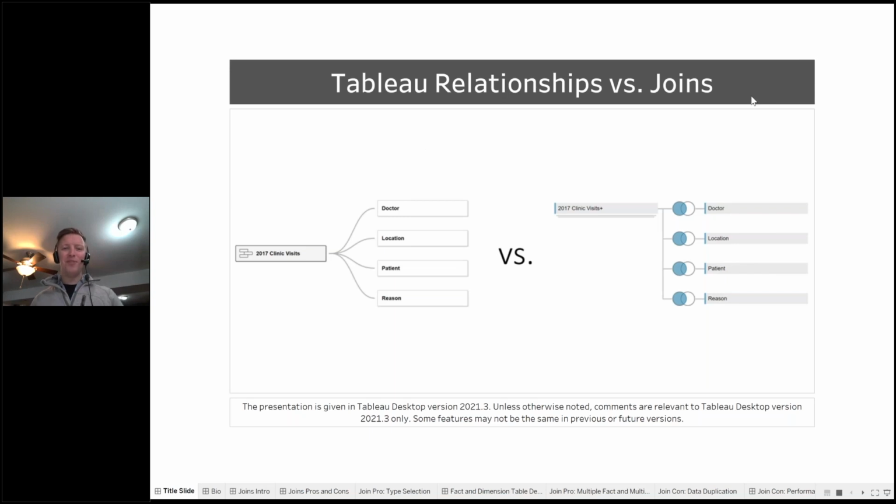So, Tableau relationships versus joins. Grateful that you're here. The presentation that I'm giving and the work that I'll be doing is in Tableau Desktop version 2021.3. I just wanted to call that out at the beginning for a couple of reasons. If you're in an earlier version of Tableau Desktop, some of the features might be slightly different, or there might be limitations that you have that won't show up with mine.